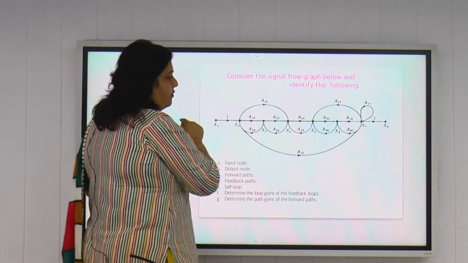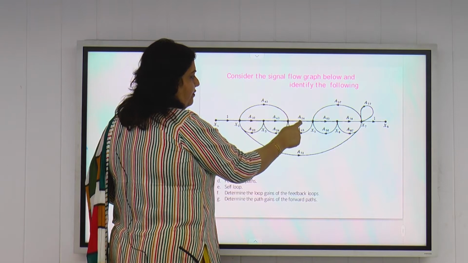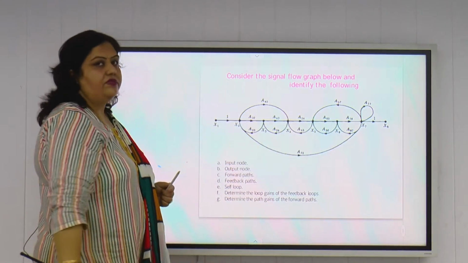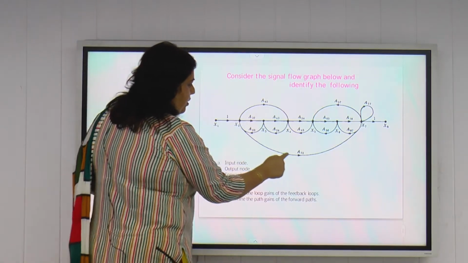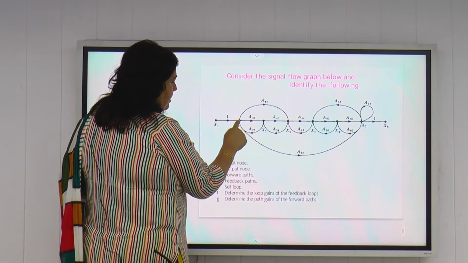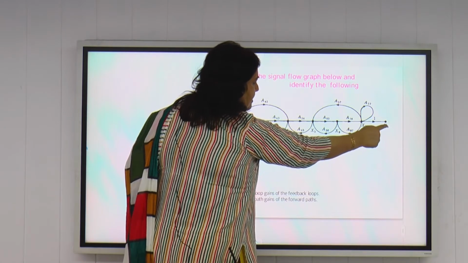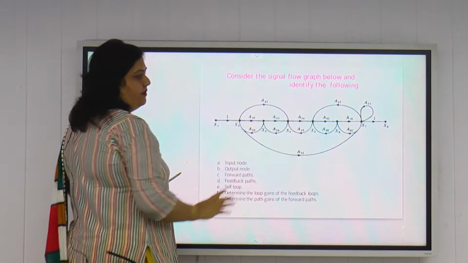This is the first forward path having this gain: A32.A43.A54.A65.A76. This is the gain of this first forward path. Another forward path here is this. According to the direction, we can say this is the second forward path. This is X1, X2, then through A72 we reach X7 and then X8. This is the second forward path. So the gain of this forward path is only A72.